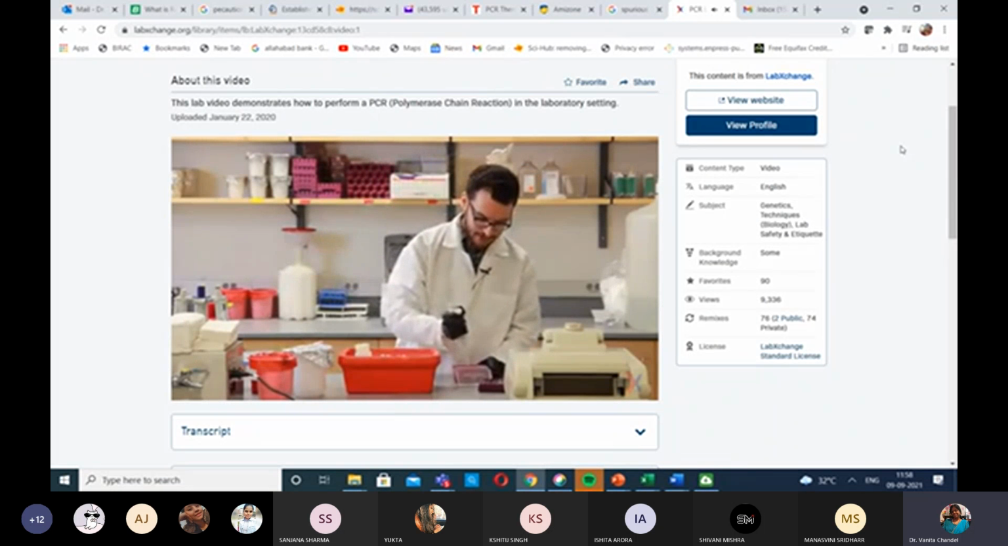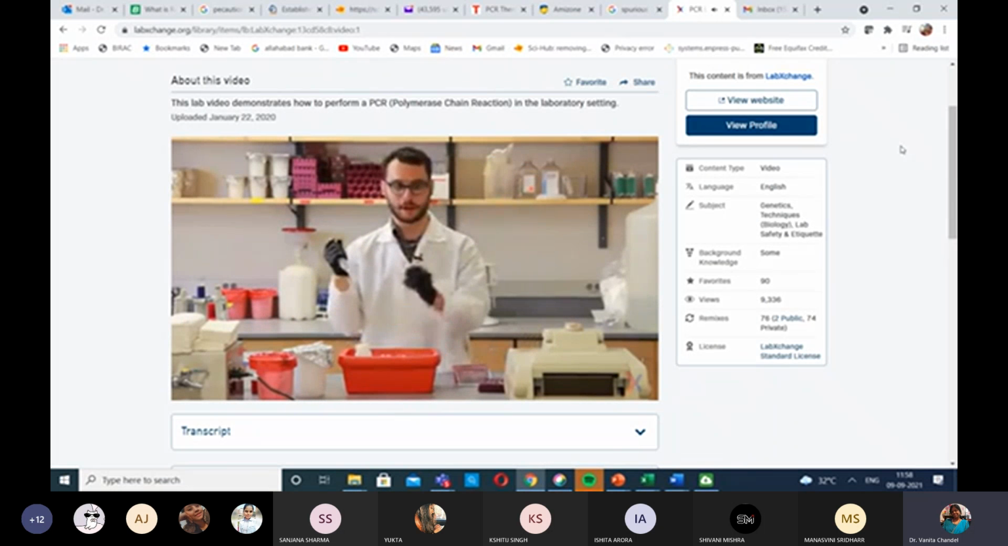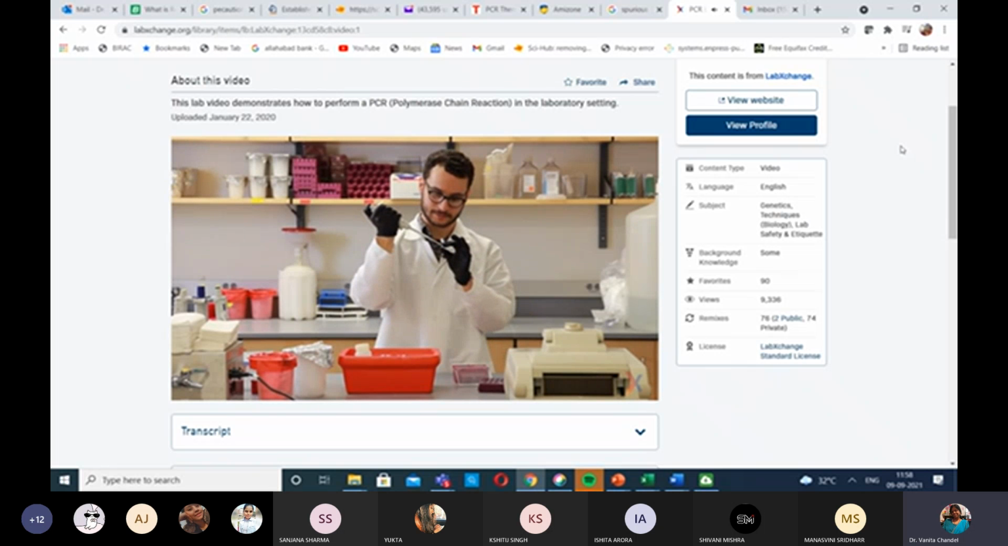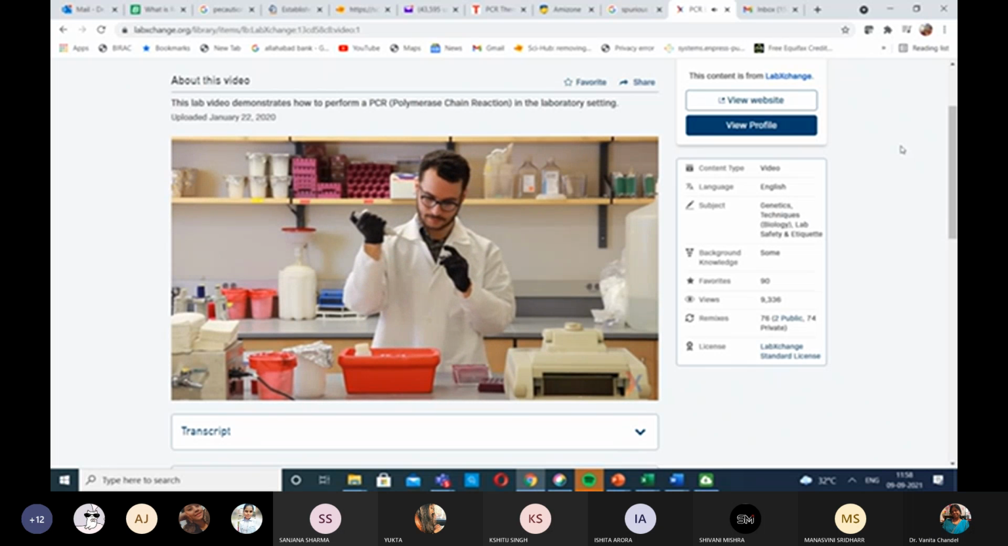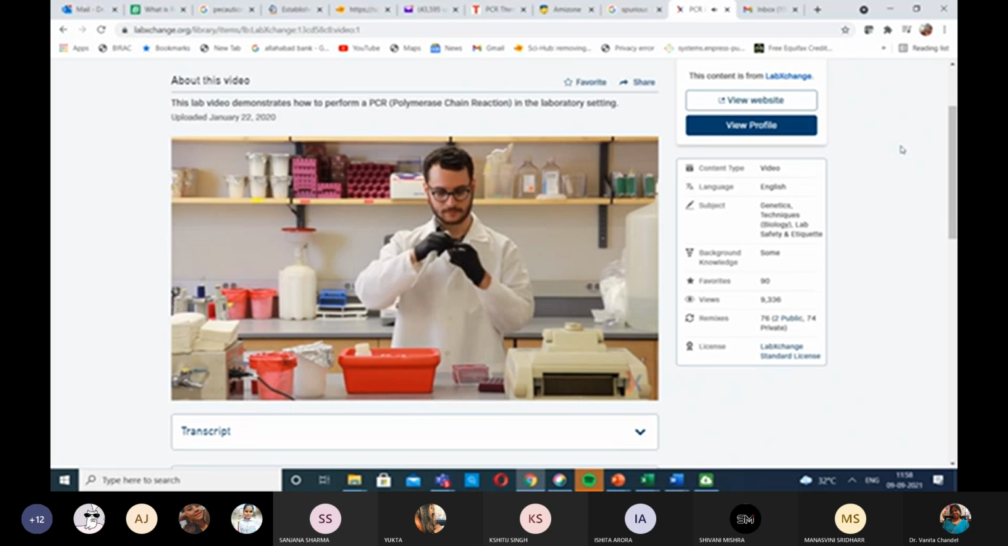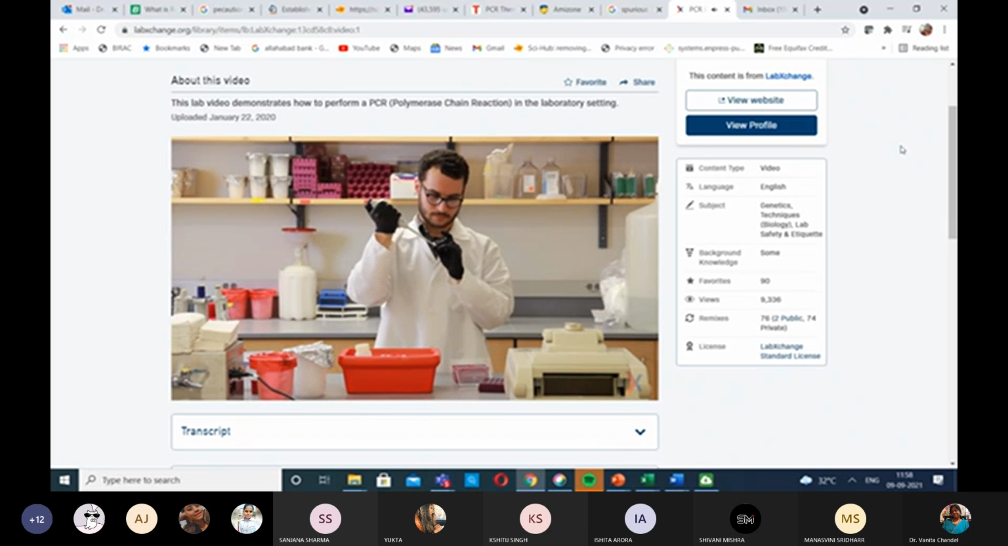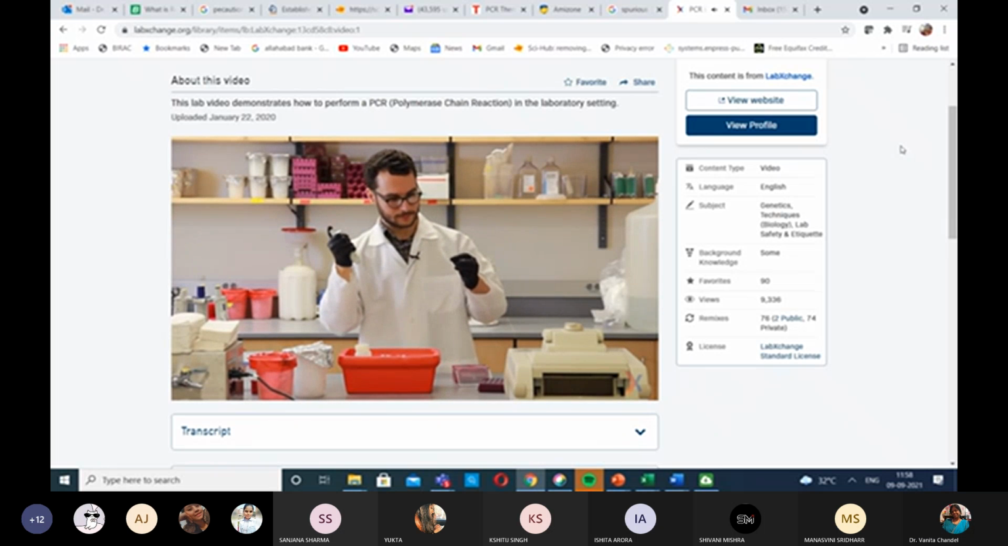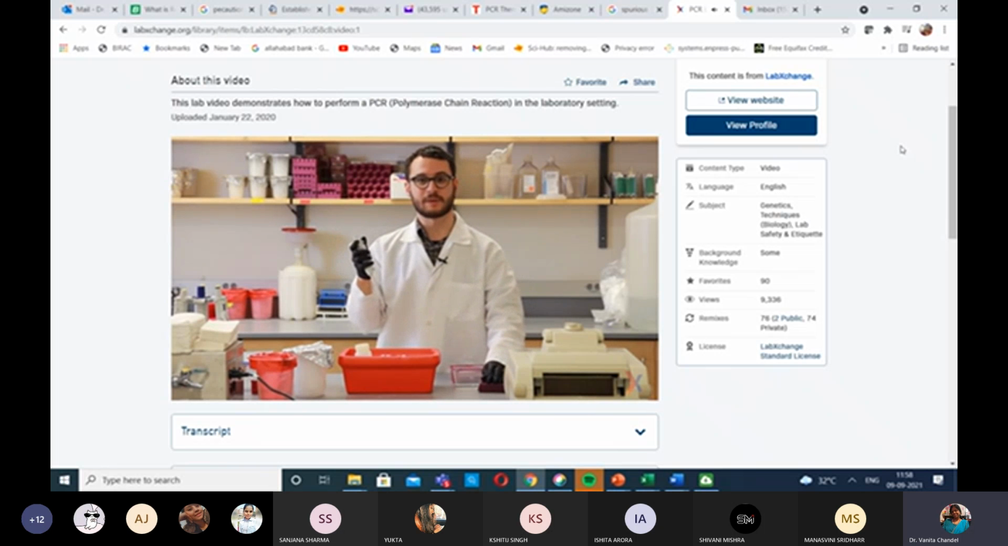And finally, I'll add DNA polymerase, which will carry out the DNA synthesis reaction. There we go. And once I've mixed and spun down my sample, I'll be ready to go.